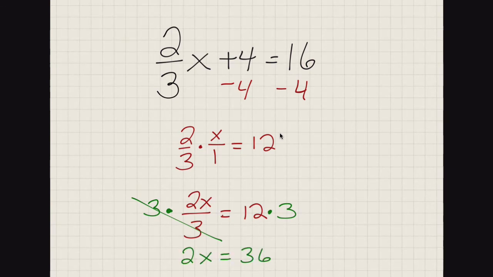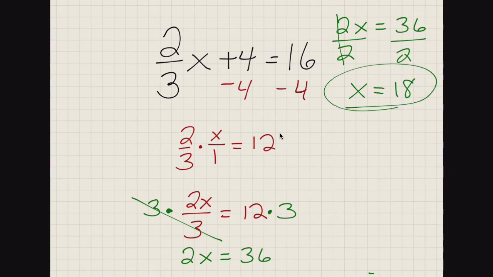So you don't have to use the reciprocal, but really what you're doing is the same thing. Divide both sides by 2 here. Cancel the 2's. Not really canceling. It just becomes 1. And it becomes x equals 18. All right. Any questions about this?